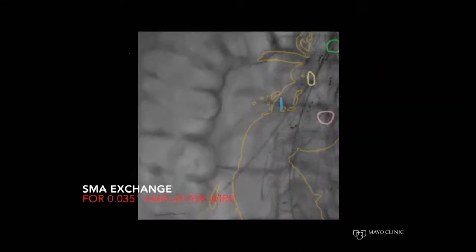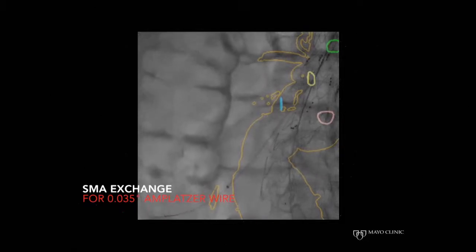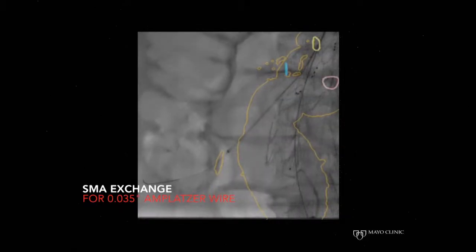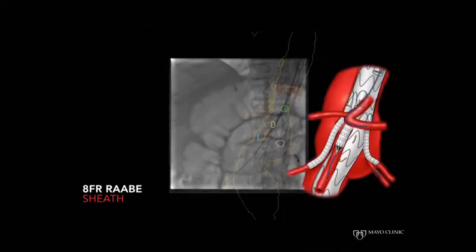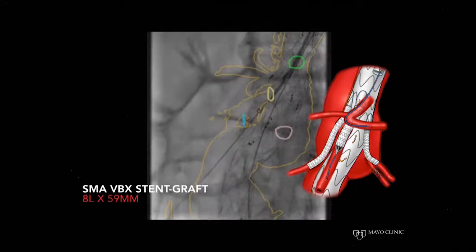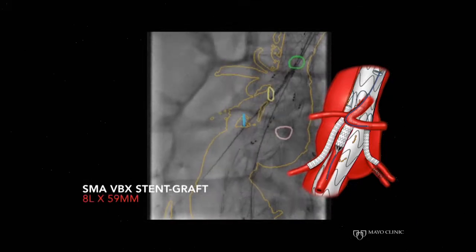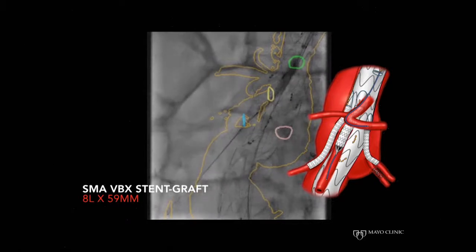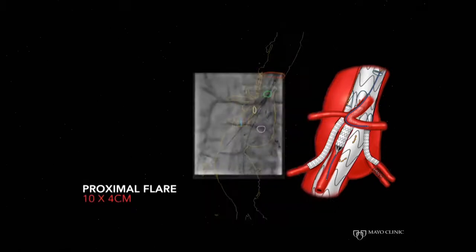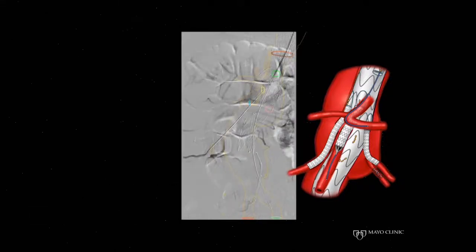We then exchanged the .018 wire in the SMA for a .035 Amplatz wire, and exchanged the sheath to an 8-French Raby sheath for advancement of an 8 mm balloon-expandable VBX stent graft. The stent graft was then completely deployed, flared, and a final SMA angiography demonstrated that the vessel was patent with no dissection, embolization, or endoleak.